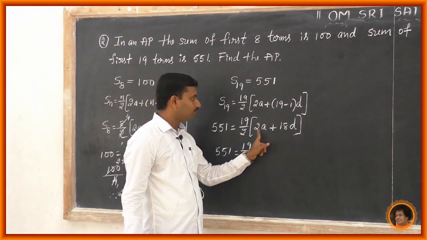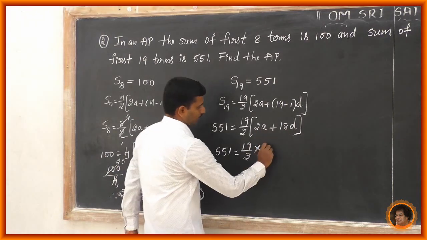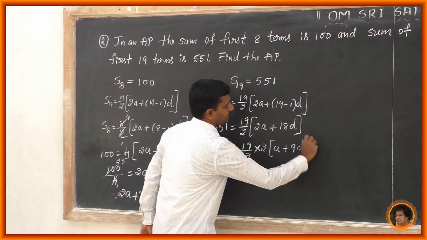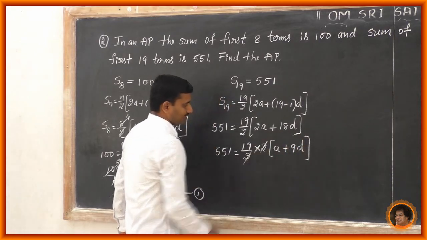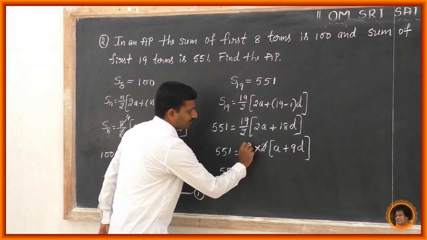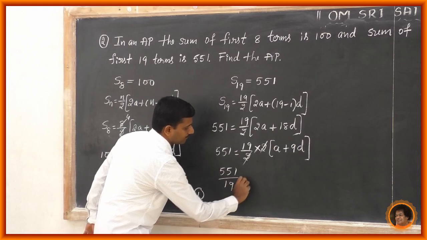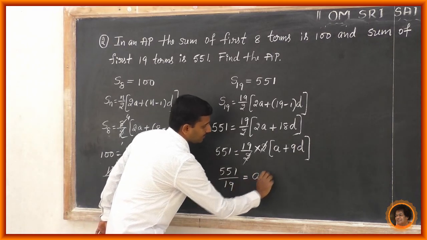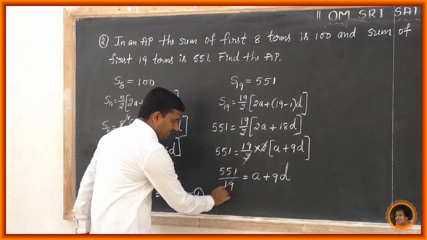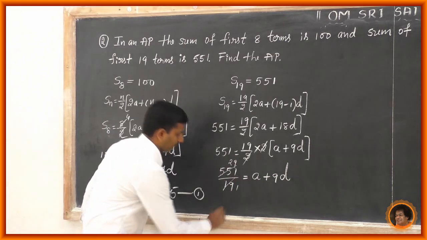Is there any common term in 2a and 18d? Yes, 2 is the common term, take it outside. So 2 into (a + 9d), and 2 times 1/2 cancels. So 551 = 19 (a + 9d); here 19 is the constant term. Now transpose it to the left hand side. 551 divided by 19 equals a + 9d, and 19 times 29 is 551.